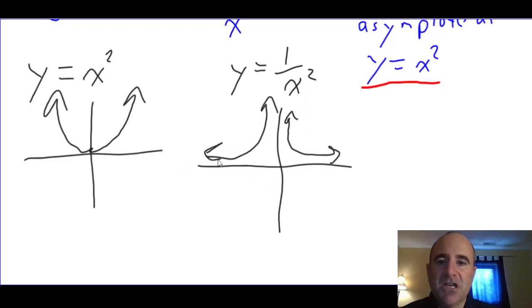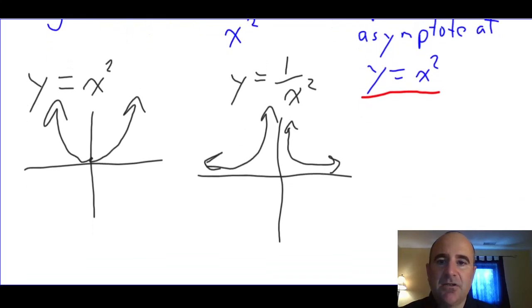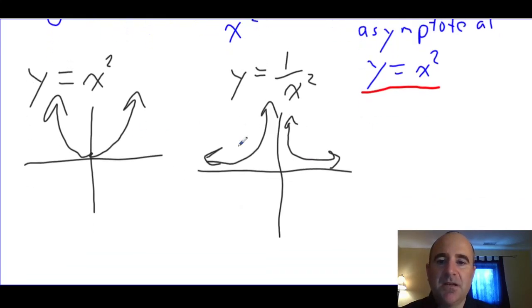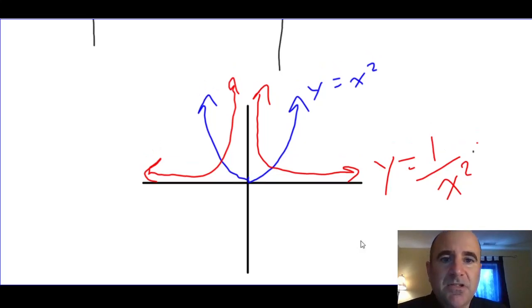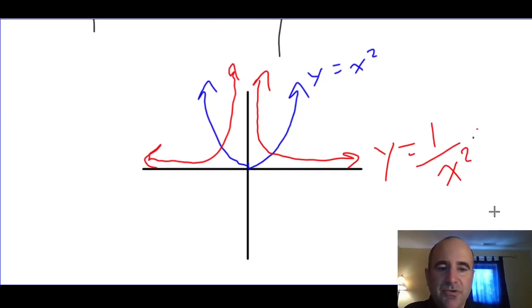So our graph is actually the combination of these two graphs added together. So let's take both of these and plot them on the same set of axes and see if we can figure out what the final graph will look like. Okay, so there you see them on the same set of axes. I actually just drew them freehand this time. So y equals 1 over x squared in red and y equals x squared in blue.